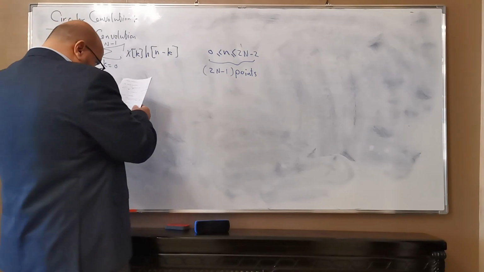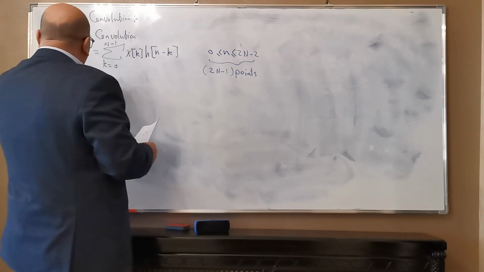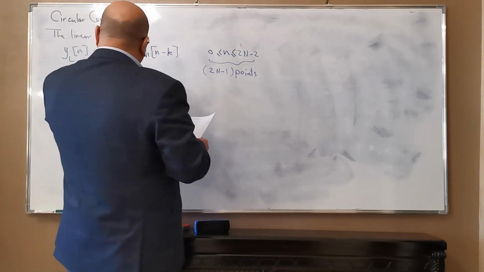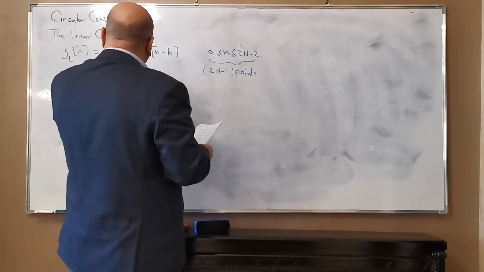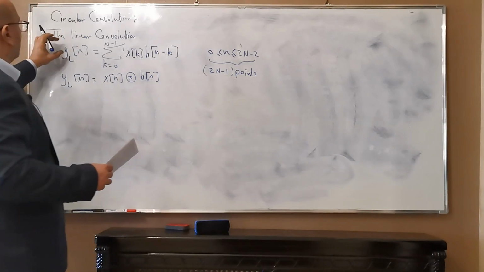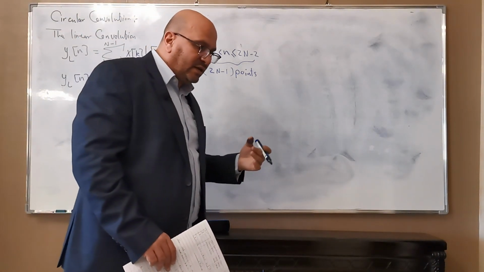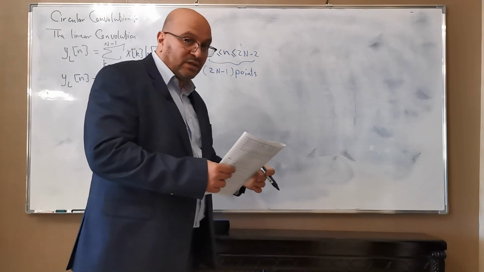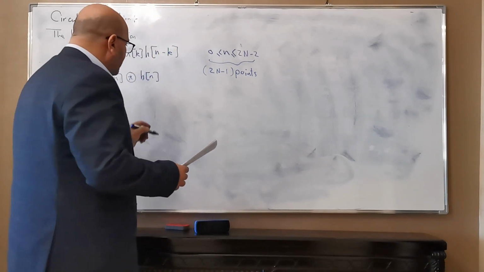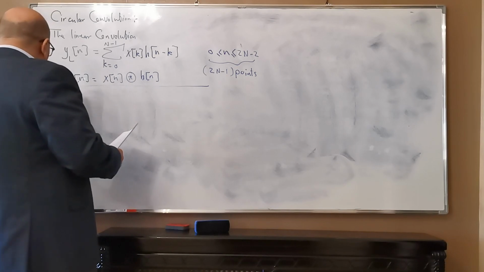Okay, and we also have y l of n equal to x of n convolved with h of n. So this is our ordinary, the usual convolution that we learned before, and we did it mathematically, we did it graphically, and we did it also by using the tabular method. Now, we will define the circular convolution.